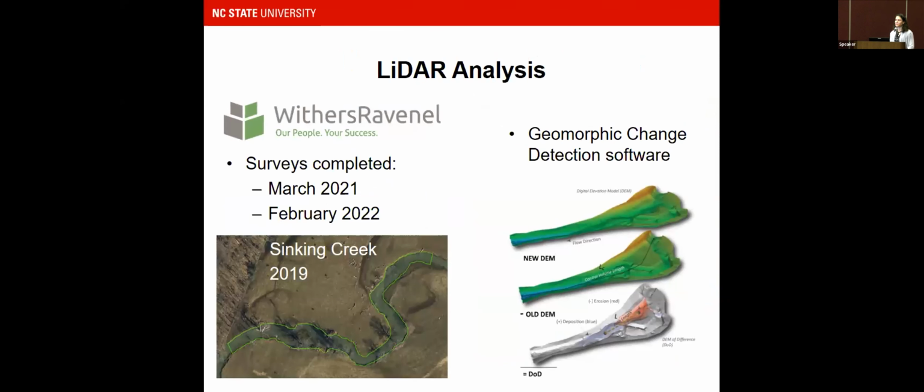And the last method for measuring bank retreat is using Lidar surveys. These were completed by Withers and Ravenel for our 3 sites, and then I'll be using the geomorphic change detection software to quantify the amount of erosion and deposition.